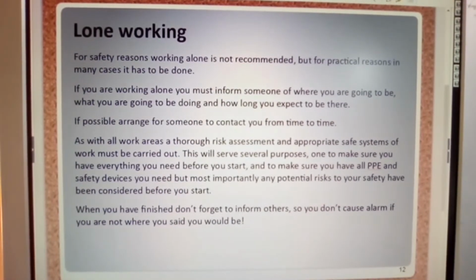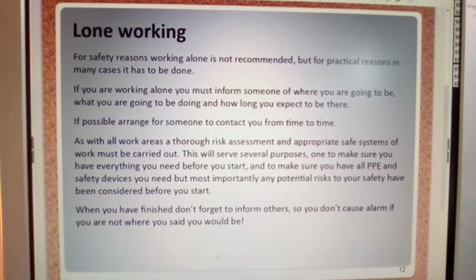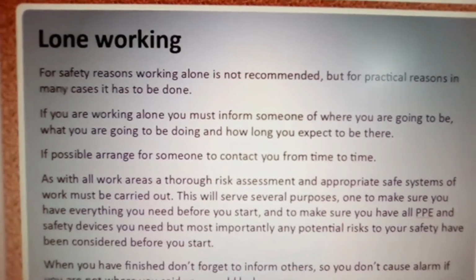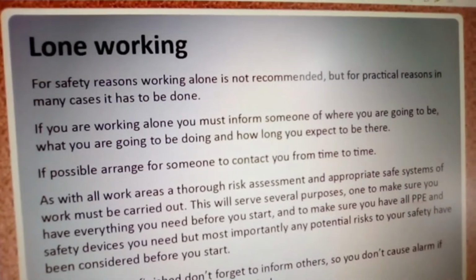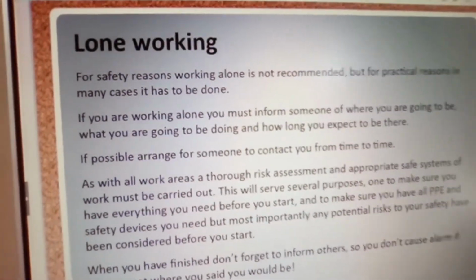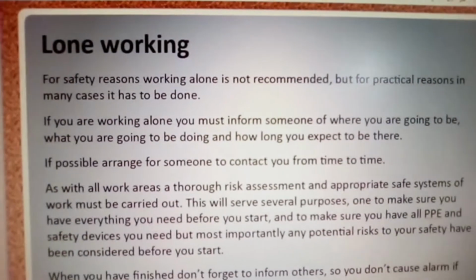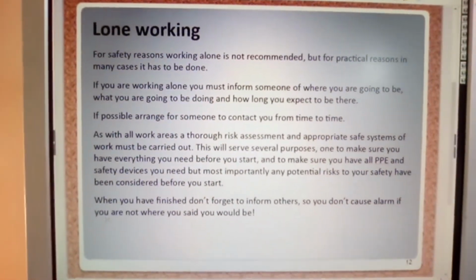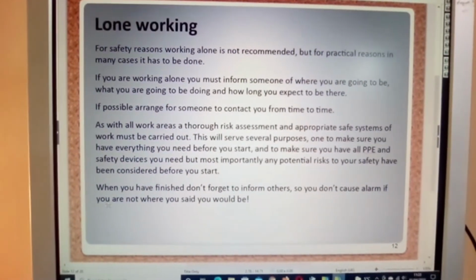Lone working. So here we are, and it's telling you reasons why lone working is not a good idea, and you don't have to take my view for it. You can see there that in any circumstances, it is never a good idea to work alone. I'll pan back a bit so we get this in view.